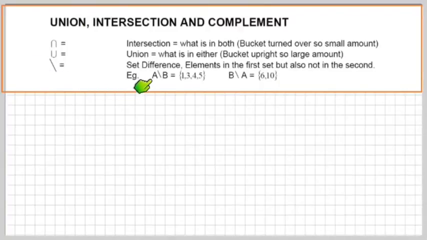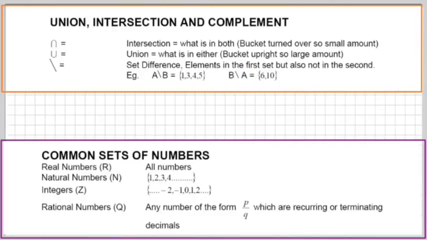So what we've got here is we can have all elements in A except if they're in set B, and that would give us the remainder of 1, 3, 4 and 5 elements in the set A. Okay, we've excluded those which are also in set B. B except A would be just 6 and 10. Okay, pretty easy, pretty easy.